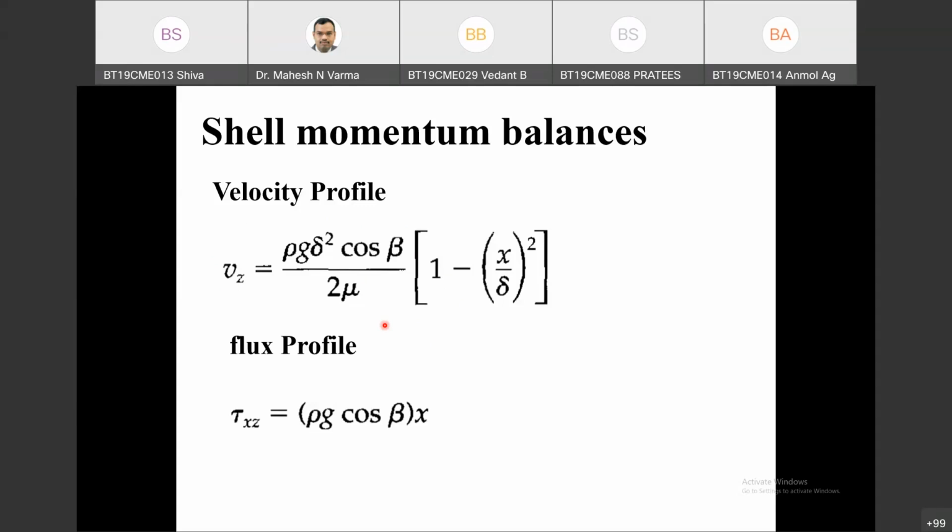So for maximum velocity, we can just differentiate this equation and set it to 0. No, or just, where will you get maximum velocity? From the equation itself, you can see. In the center, sir. In the center. Where, center? Center of the field, the center will get maximum velocity.